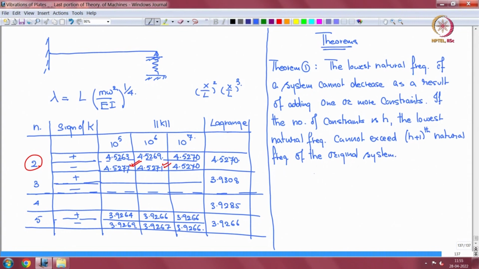What that means is, if we have omega 1, the original system, and we have implemented h constraints on it, then the new set of natural frequencies and the lowest amongst them is bounded like this, by h plus 1. Okay. So, this is interesting.